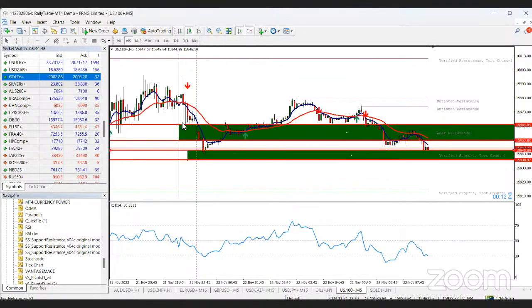You know, scalping is about taking short trades. You understand? Sometimes you can stack your trades. You can open multiple and close all at the same time as well.